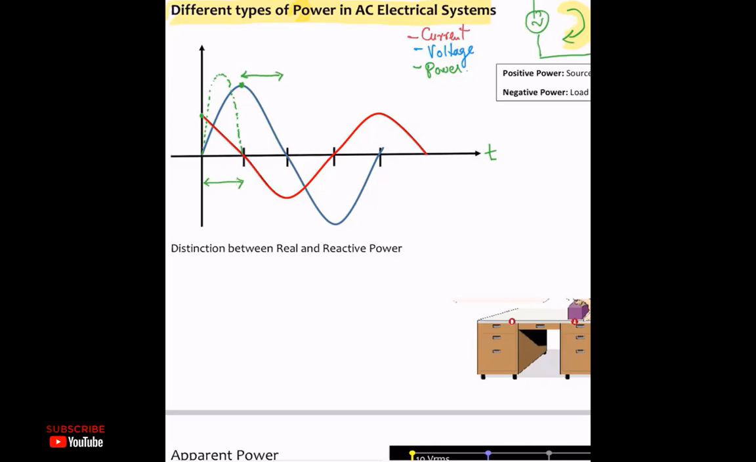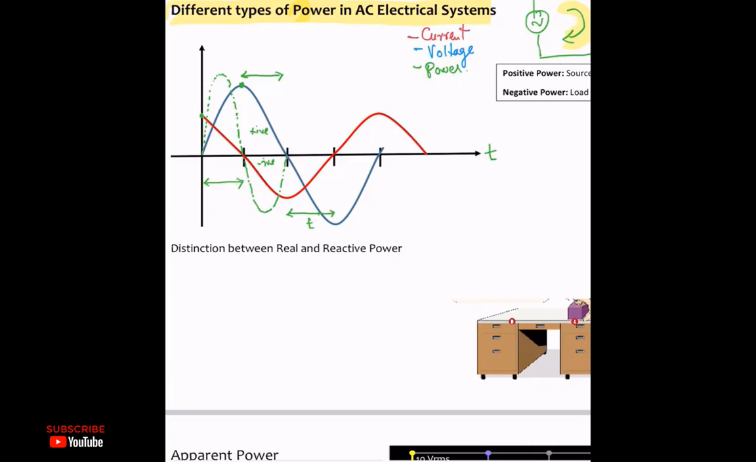All right. Now, if I look at this time period, voltage is positive, but current is negative, right? Voltage is positive here, but the current is negative. So that means the power is going to be negative, something like this, correct?